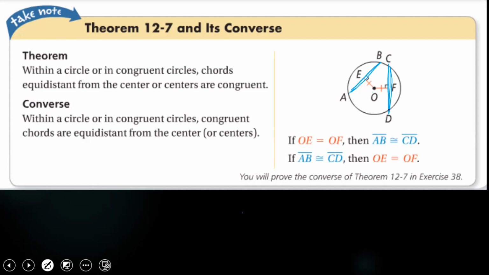That means if you have two chords that are the same distance away from the center, for example 3 here and 3 there, and the distances from the center to the chords are equal, then the two chords will be congruent too. And its converse says that if we have two congruent chords, their distances from the center will be equal.